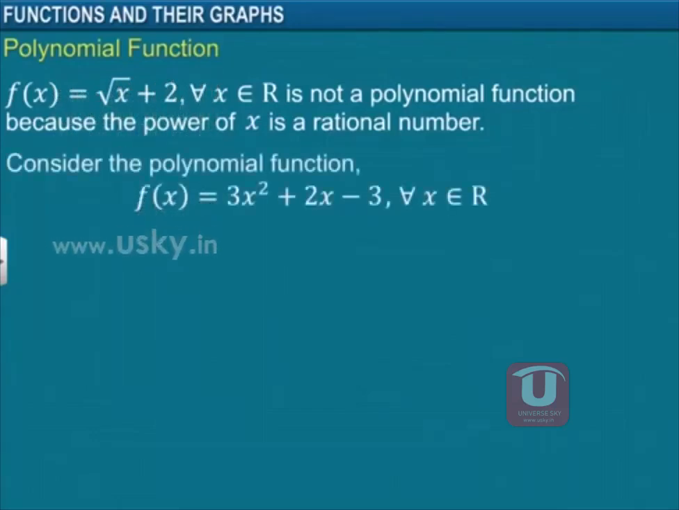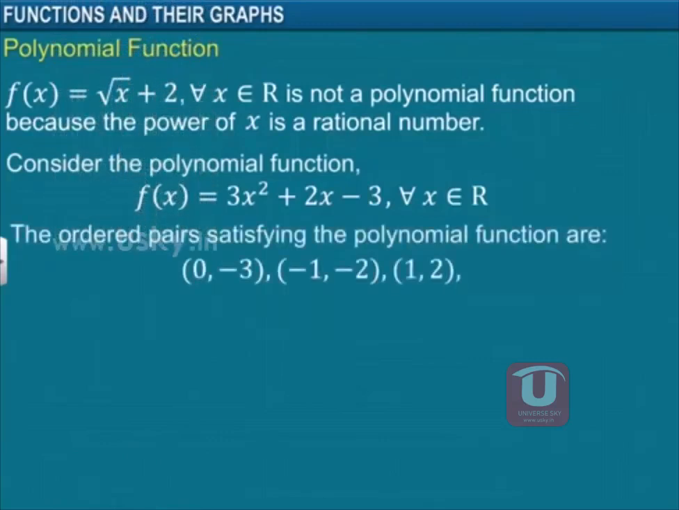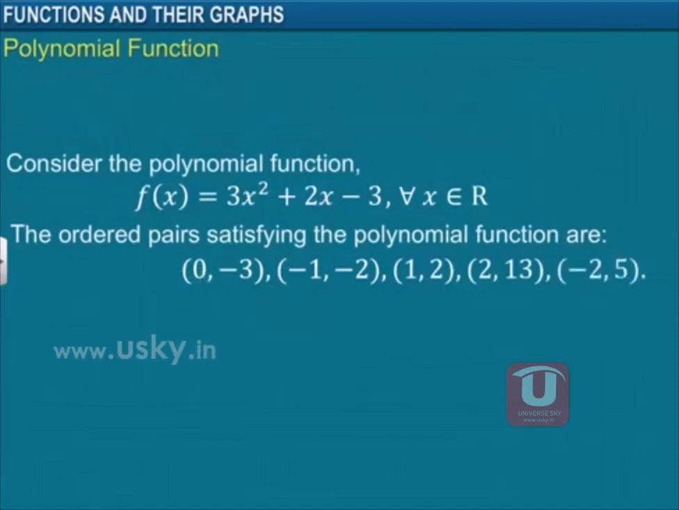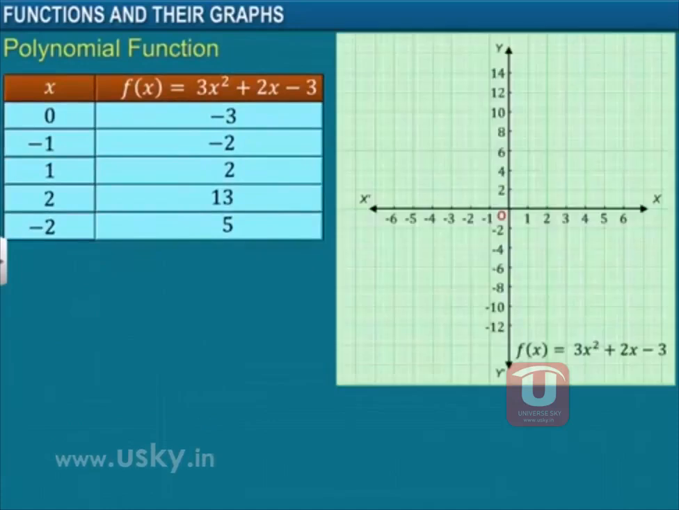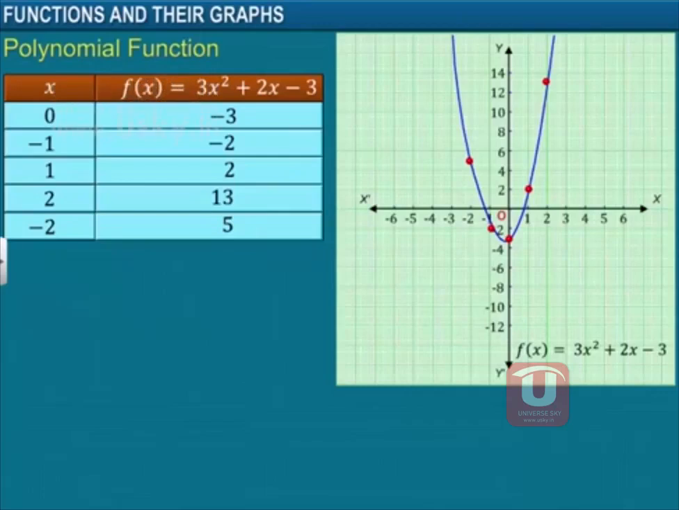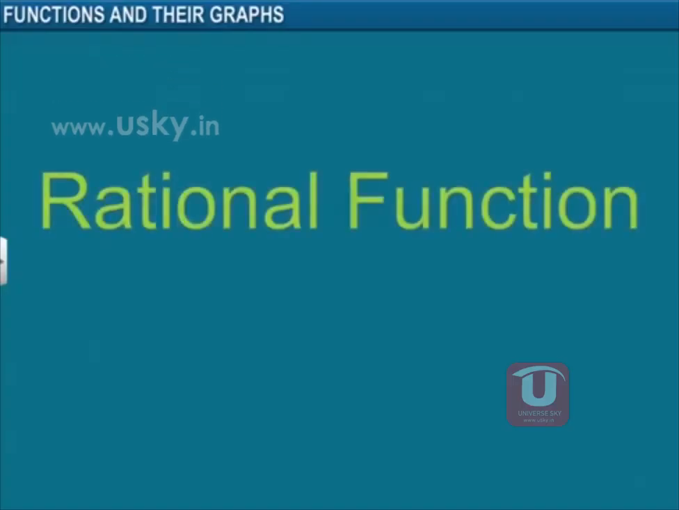Let us now consider the polynomial function f of x is equal to 3x squared plus 2x minus 3 for all x belonging to the set of real numbers. Some ordered pairs satisfying the polynomial function are. On plotting these points on the Cartesian plane and then joining them, we get the graph of the polynomial function f of x is equal to 3x squared plus 2x minus 3 for all x belonging to R as shown. Now, let's learn about the rational function.